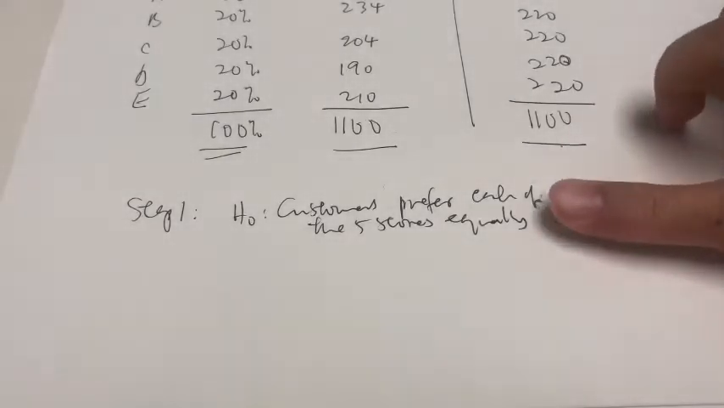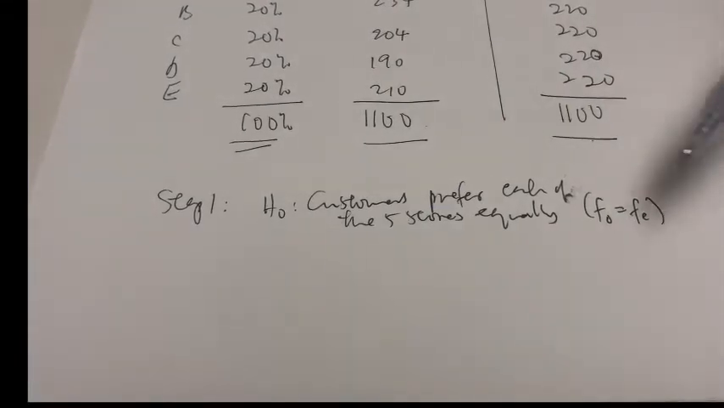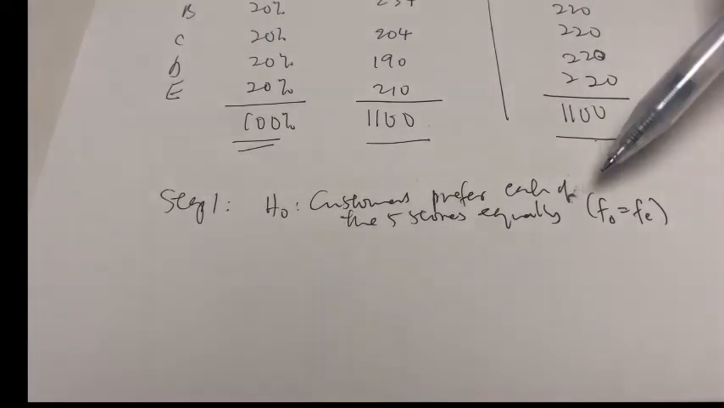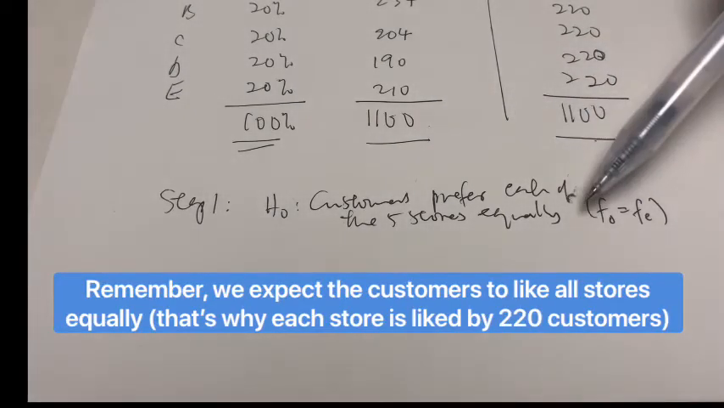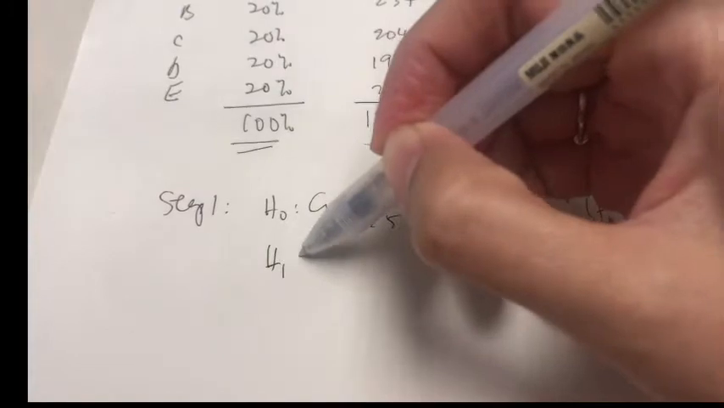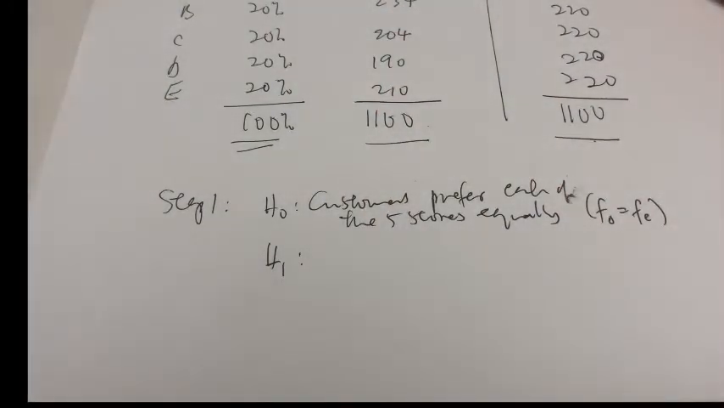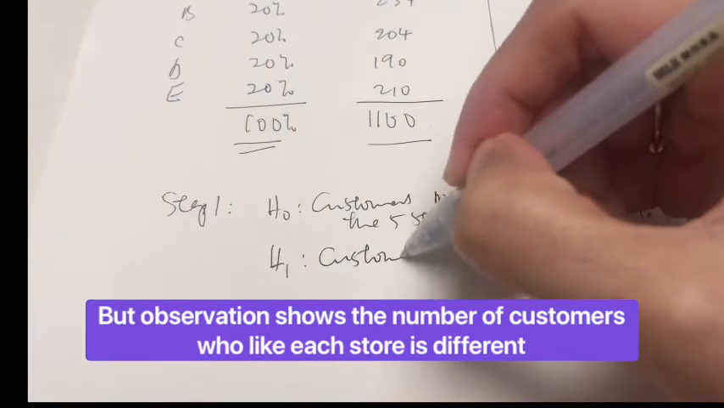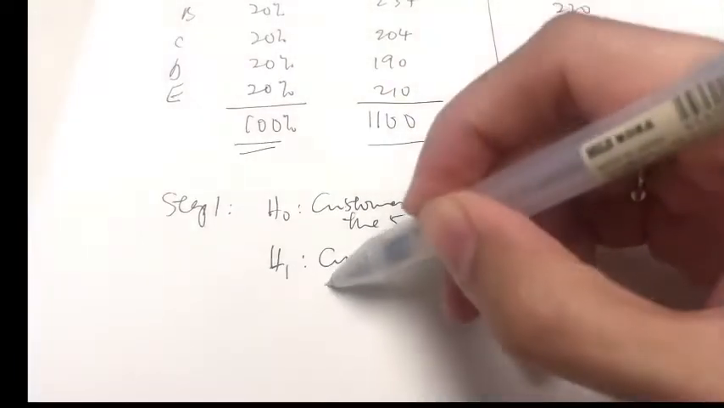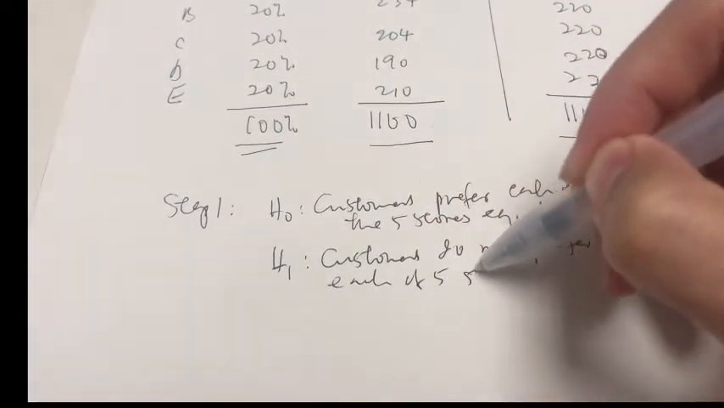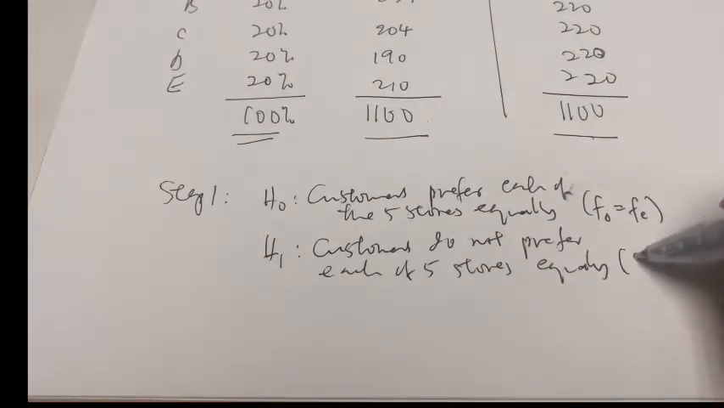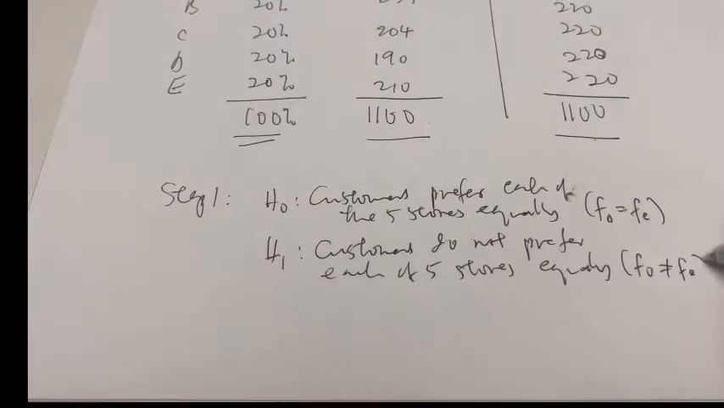Now, you don't really need to write this part. The reason why I'm writing this down is to tell you that this is what it means. So there is no difference between what we expect and what we observed, because we're saying that the customers prefer each of these 5 stores equally. Alternatively, we're saying that the customers do not prefer each of the 5 stores equally. In other words, whatever is observed is not equal to whatever we expect.